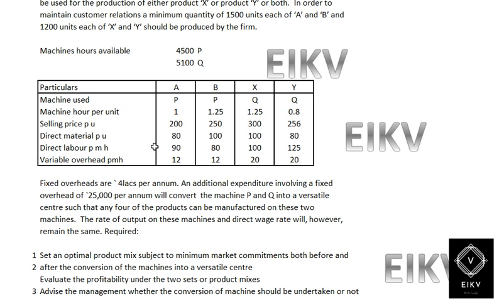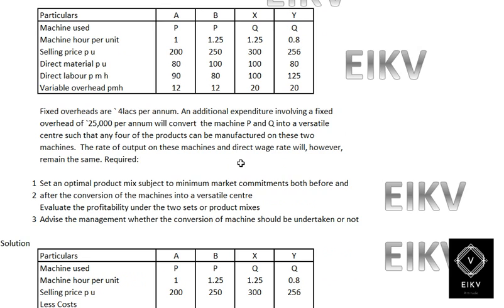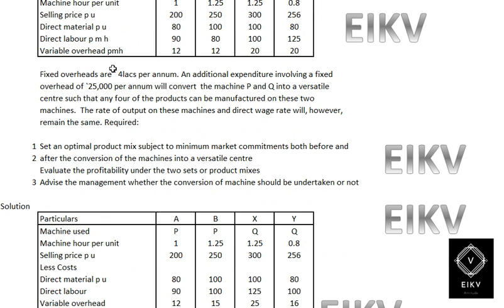Direct labor per month, hour per machine hour, 19, 18, 100 and 125. Variable overhead per machine hour 12, 12, 20 and 20. Fixed overhead is 4 lakhs per annum.